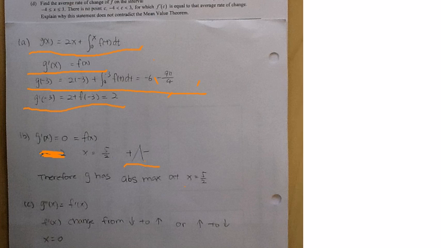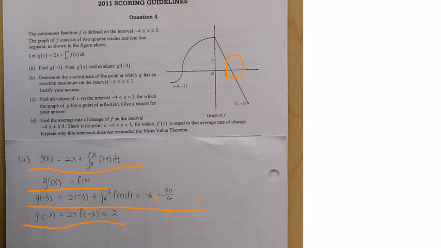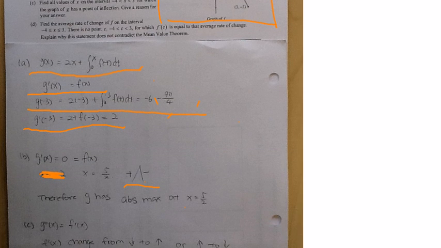If we want to know the absolute maximum, we also need to check the endpoints. The way to check the endpoints is to look at the graph, the area under the curve, and we know that the absolute maximum only occurs at 5/2, where it has the largest area. So, therefore, g has its absolute maximum at x equals 5/2.